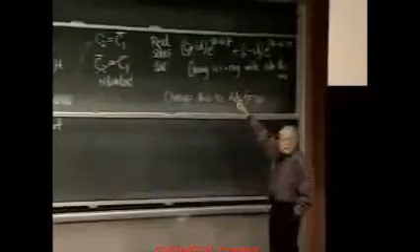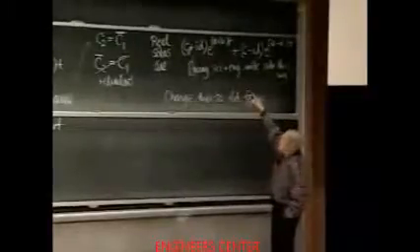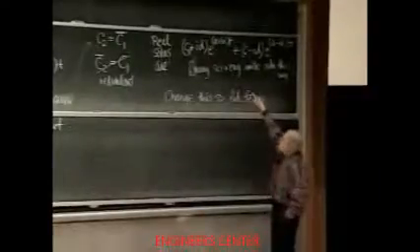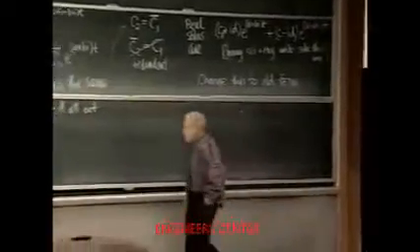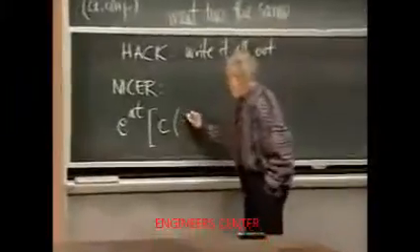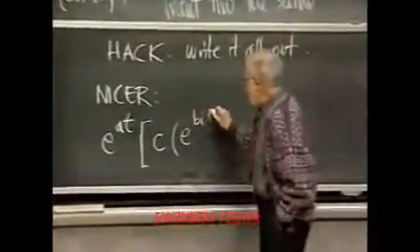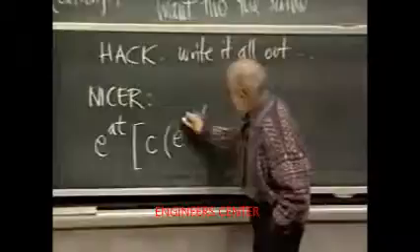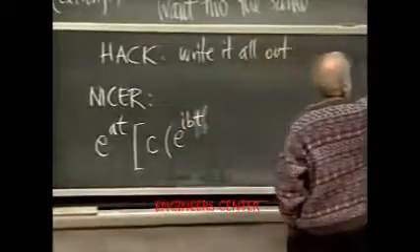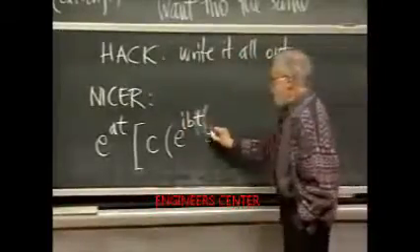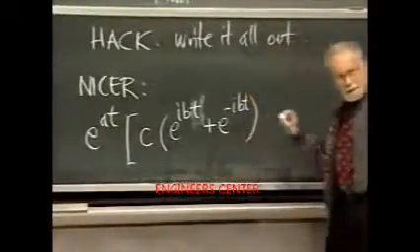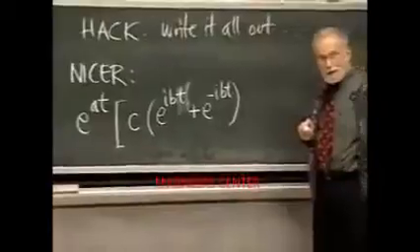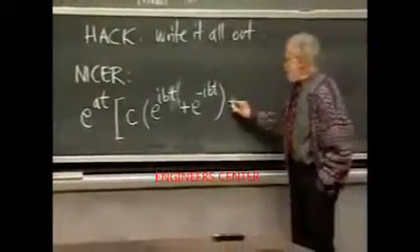What multiplies the arbitrary constant c? Answer: after I've removed e to the at, what multiplies it is e to the ibt plus e to the negative ibt. You see how I got that? Pulled it out. And how about the d?